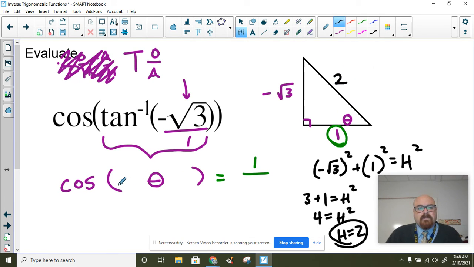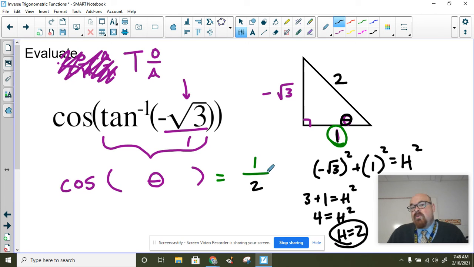So again, how do we take the cosine of this angle? By taking the adjacent side over the hypotenuse, which is 1/2, okay? And if you go back and look at the answer that we got in the previous video, we did get 1/2 for that. Now, we took a different approach. We took the unit circle approach and used the coordinates that were on the unit circle, but we get the exact same answer.